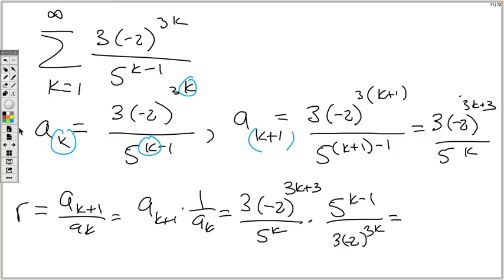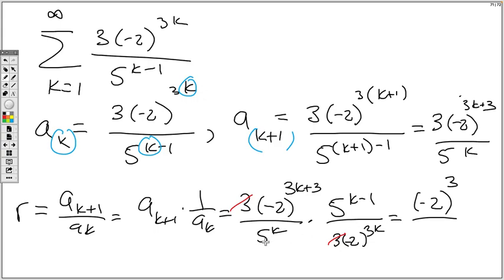And now I go to simplify. So once again, what happens to the 3's? Gone. Let's look at the power on the 2 here. I've got negative 2 to the 3k plus 3 here. I'm dividing out negative 2 to the 3k. So how many factors of negative 2 am I going to be left with in the numerator? Three.